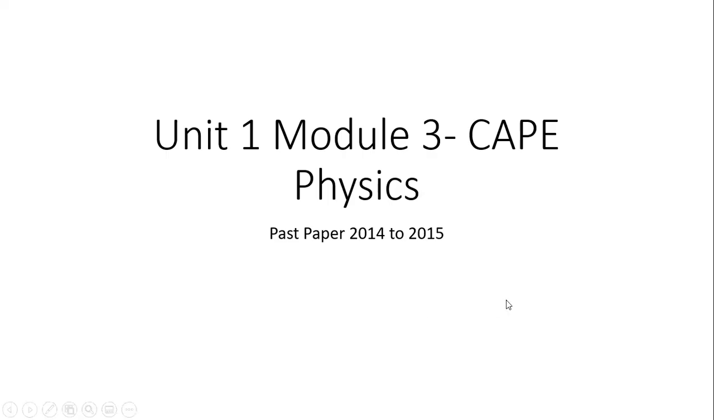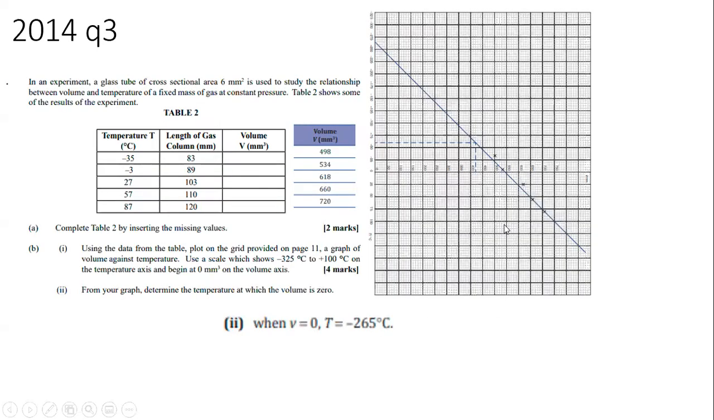All right. So we're going to start off with a question related to gases in general, more so the gas laws to some extent are being described in this question. So this is an experiment. A glass tube of cross-sectional area 6 millimeter square is used to study the relationship between volume and temperature of a fixed mass of gas at a constant pressure. They then went ahead and gave you the table with the different data that we would have collected.